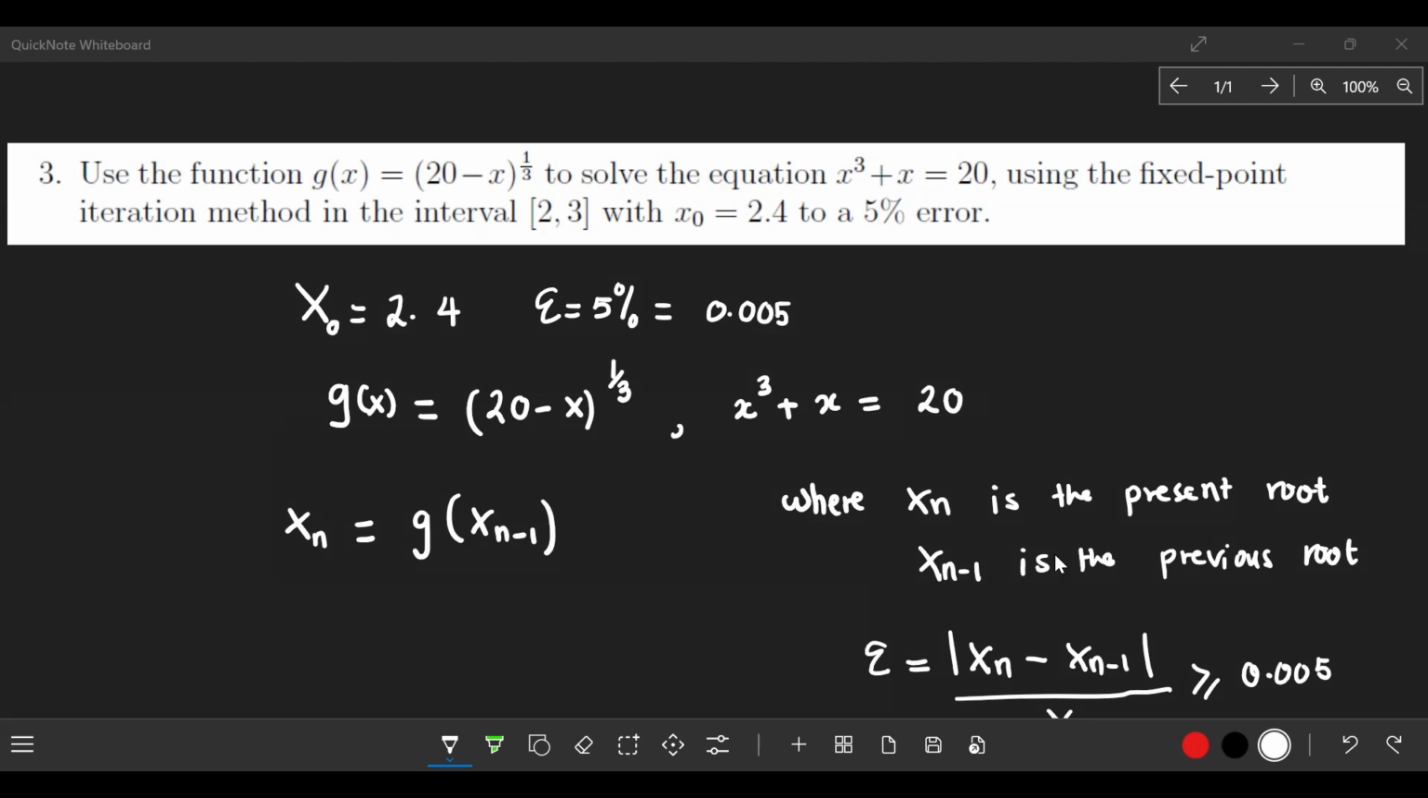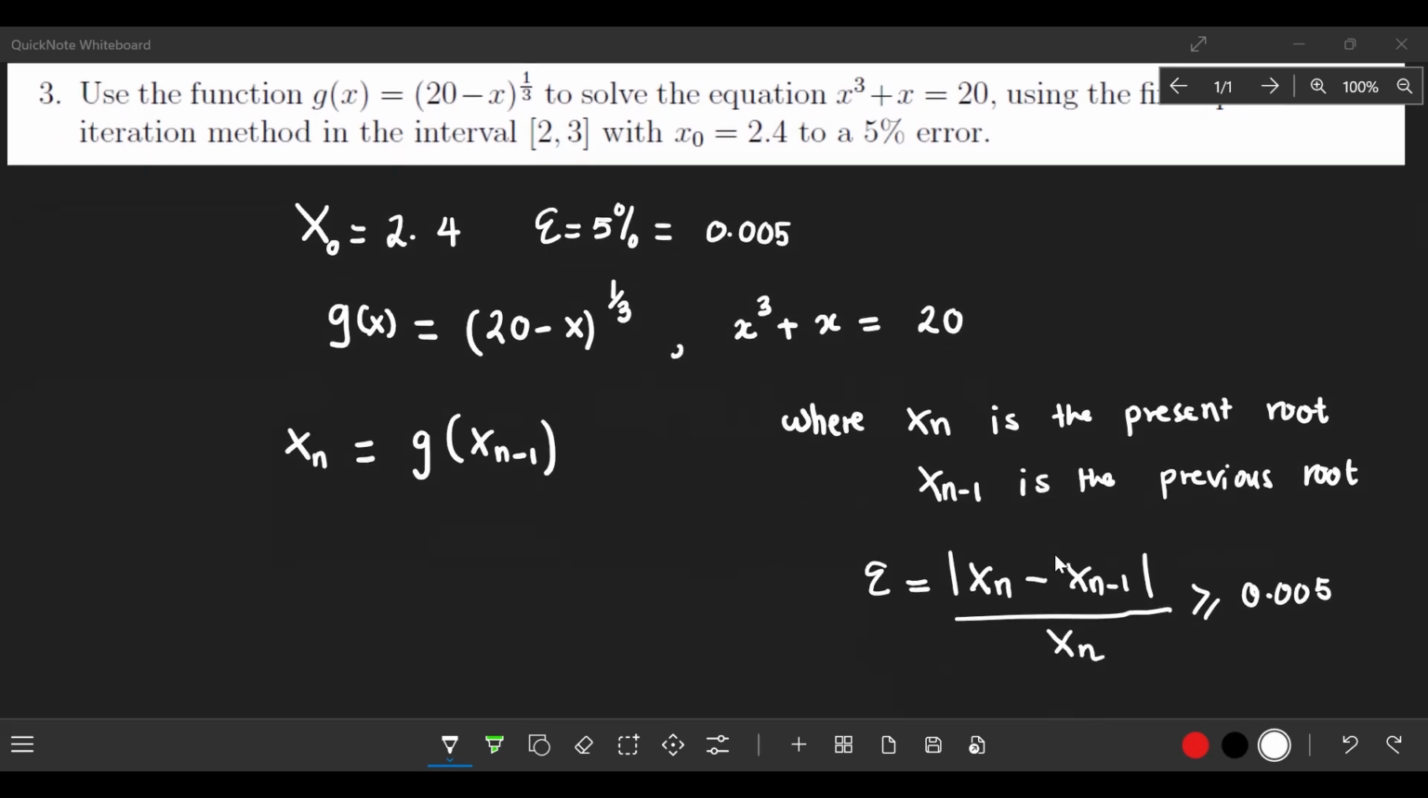What is this 5% error telling us? This 5% error is simply the stopping criteria for us. It's telling us when we are supposed to stop. Remember, it's an iteration method, so it can go up to infinity; you can do as many iterations as possible. But this time we are told that you have to stop when the error is 5%. And which error is this? It's the relative error. We are using a relative error as our stopping criteria here.